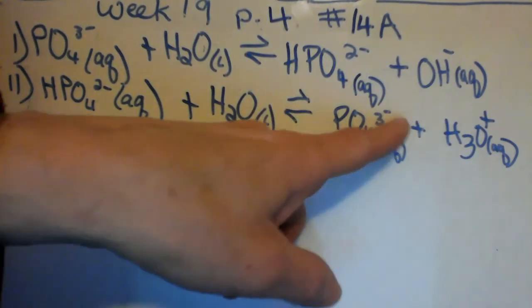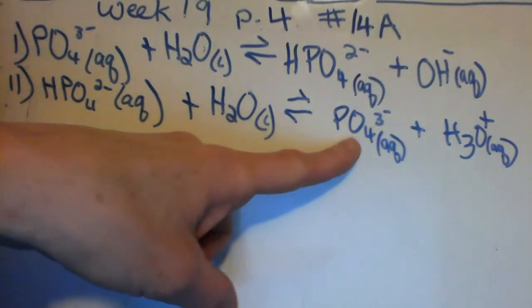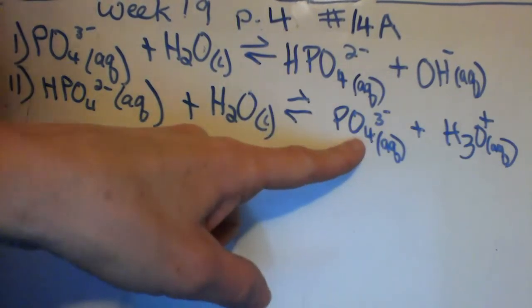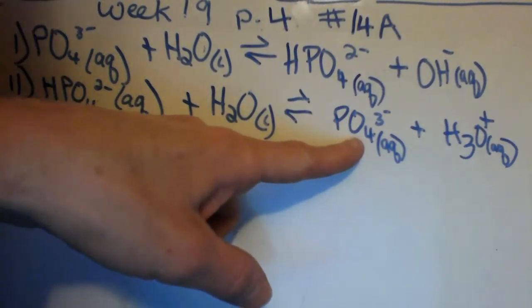It now has a larger negative charge because it lost a positive. And when you lose a positive, you gain a negative. Well, you don't gain a negative, but the ion becomes more negative.